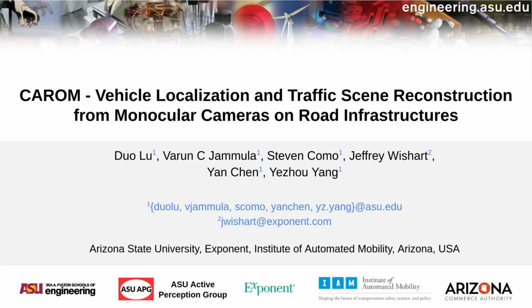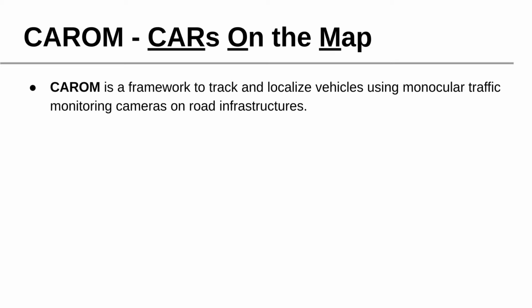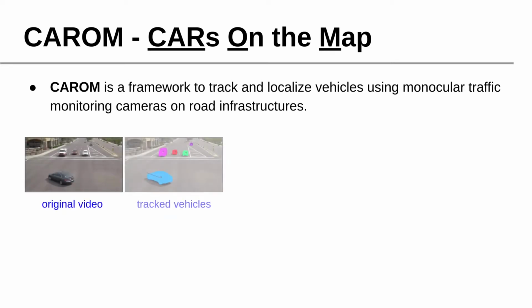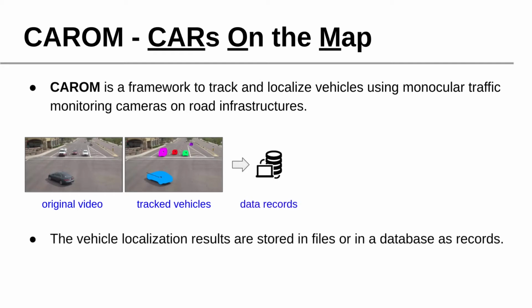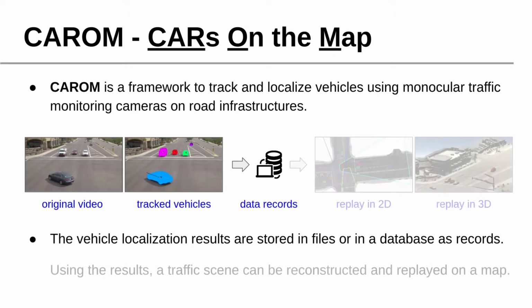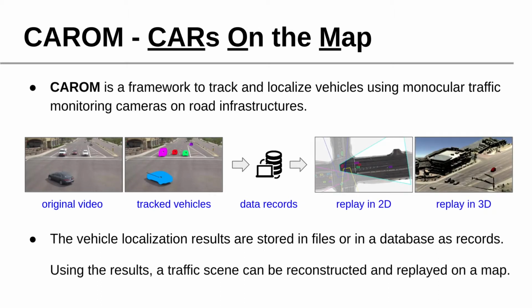Introducing CAROM, Vehicle Localization and Traffic Scene Reconstruction from Monocular Cameras on Road Infrastructures. CAROM means Cars on the Map. It is a framework to track and localize vehicles using monocular traffic monitoring cameras on road infrastructures. The vehicle localization results can be stored in files or in a database as data records. Using these results, a traffic scene can be reconstructed and replayed on the map.